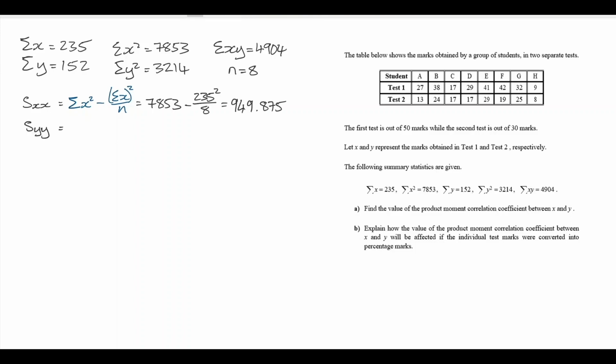S of YY we can find in a similar fashion. Substituting in all the right values, I can quickly compare them to the summary values that I've written at the top, so I know that I've got the right values in my working out and in my calculator. And lastly, we've got S of XY.